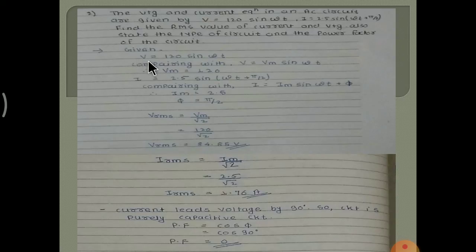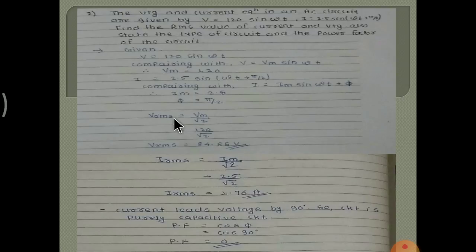So first given data is voltage equation. V is equal to 120 sin omega t. Comparing this equation with V is equal to Vm sin omega t, Vm is equal to 120 and omega t as it is. Take here, we got Vm is equal to 120. So here is the equation of I, 2.5 sin omega t plus pi by 2. Then comparing this equation with I is equal to Im sin omega t plus phi, here Im is equal to 2.5 ampere and phi, this is Im and this is phi. Phi is equal to pi by 2.